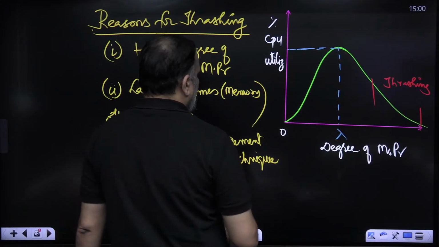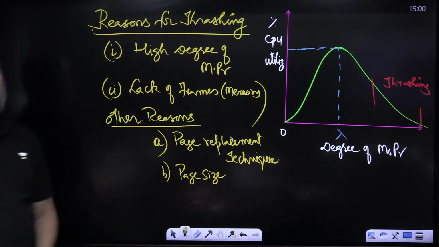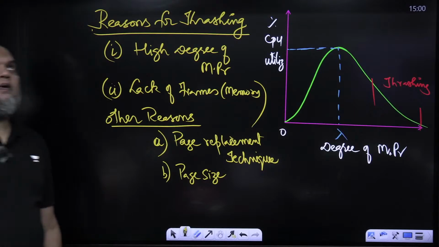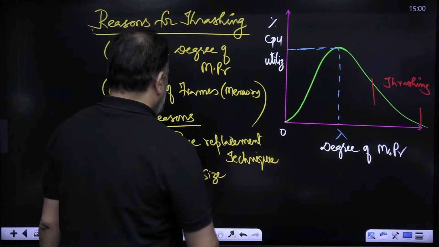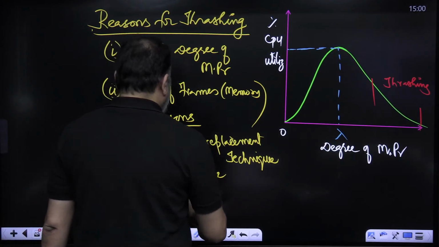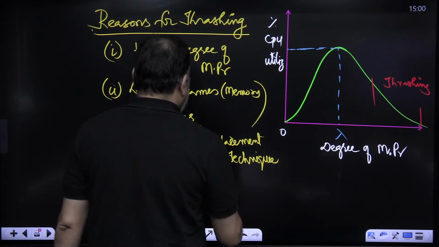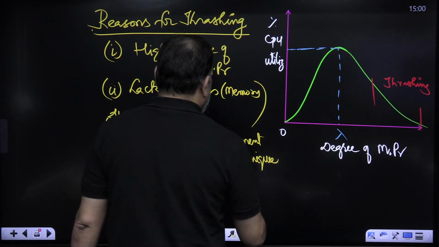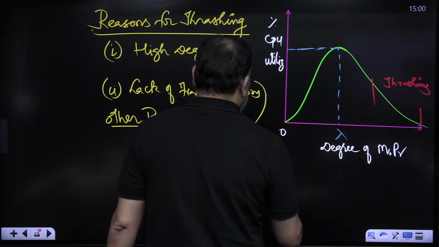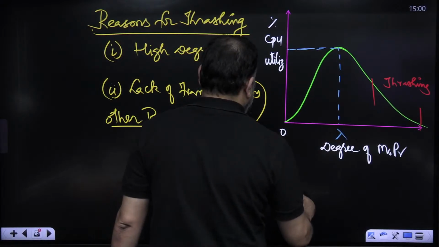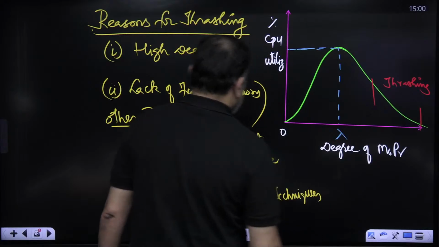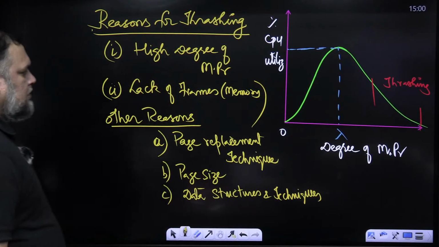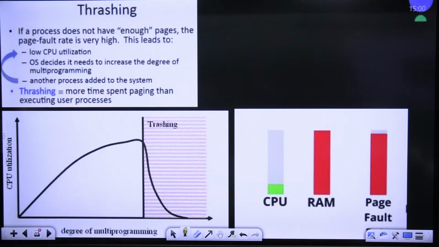Page size is large, number of pages become less, number of page faults may become less. Page size is small, number of pages may become more, page fault rate may become more. Then appropriate data structures and programming techniques will also help control or increase or decrease thrashing. So these are some of the reasons.